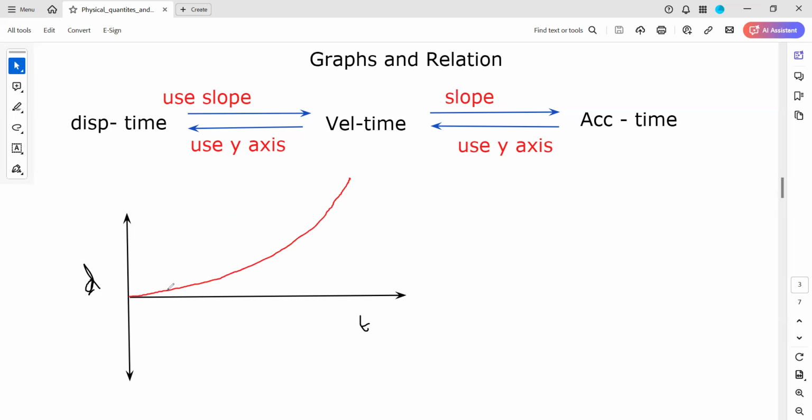If you take the angle with the x-axis here and you take the angle with the x-axis here, the angles are different. The angle is increasing. So if the angle is increasing, it means the slope is increasing, or we can say the velocity should increase. Okay? That is one thing. Then what about the value of the velocity? Is it positive or negative? It is positive.